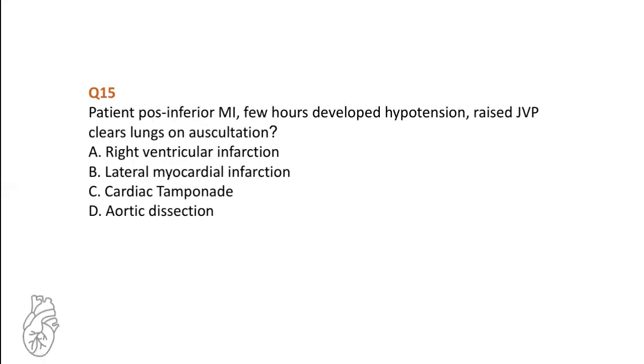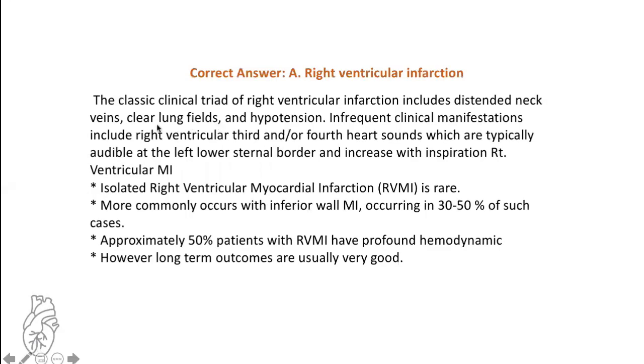So anything like they said, posterior inferior MI, that's almost always going to affect your right ventricle, and they would have raised JVP with clear lungs. So the classical triad for right ventricular infarction would include distended JVP and clear lungs, very important, clear lungs, and hypotension.